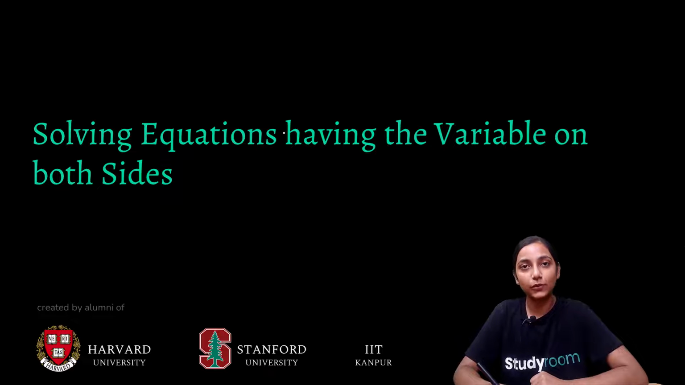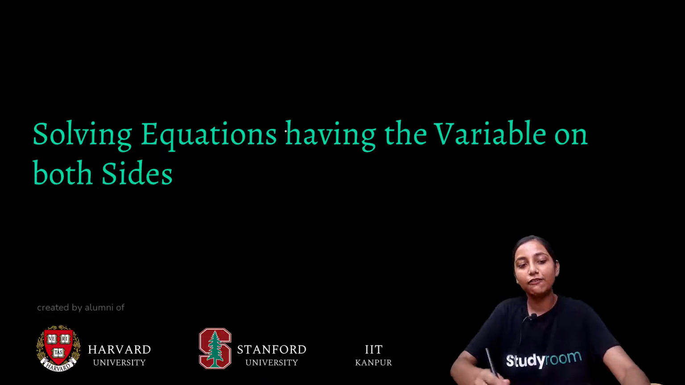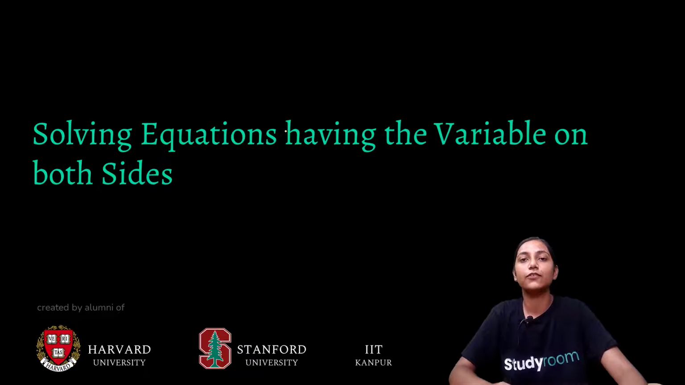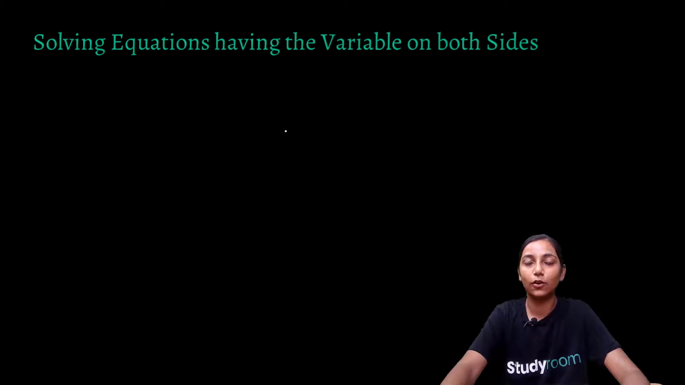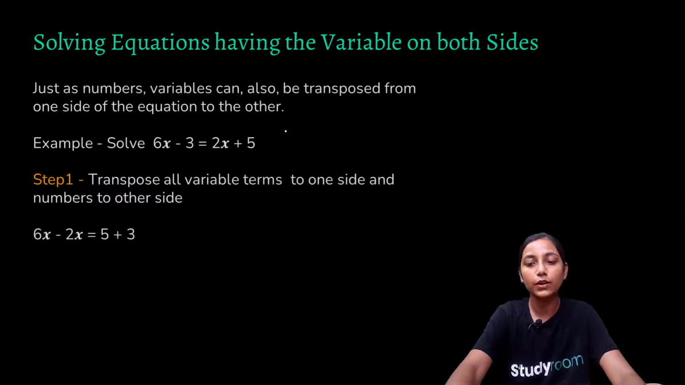So in today's video lecture, we are going to learn about solving equations having the variable on both the sides. We have learned how to solve the equations with variables in only one side. Now we will proceed to learn solving equations that have variables on both the sides, that is on both the left and the right hand side. How do we solve such equations?